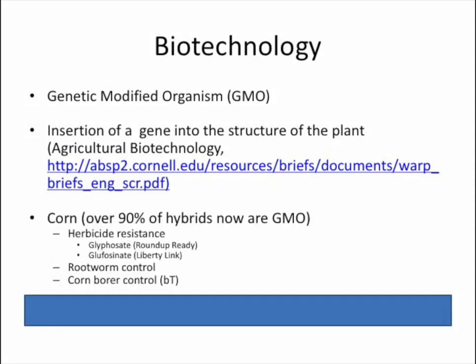In corn, we now have in the United States well over 90% of the hybrids that are planted having some sort of GMO in them. And there are 3 types of GMOs that are now in existence in corn plants. The first of those is herbicide resistance. So the plant is bred so that if it is sprayed with either of the 2 herbicides that you see listed there, it will not hurt them.